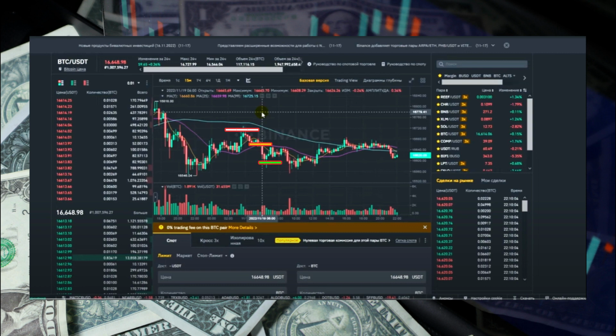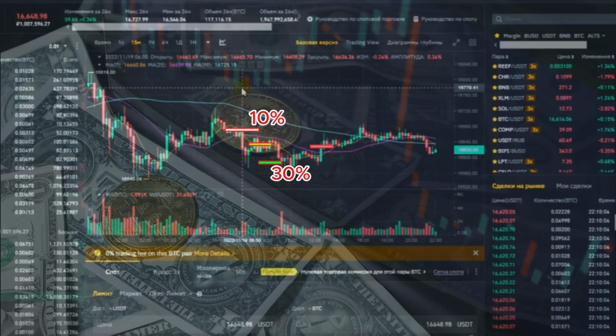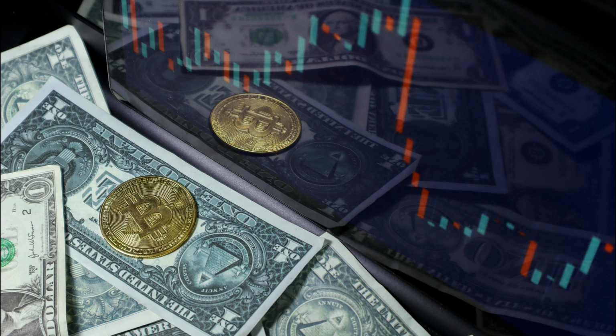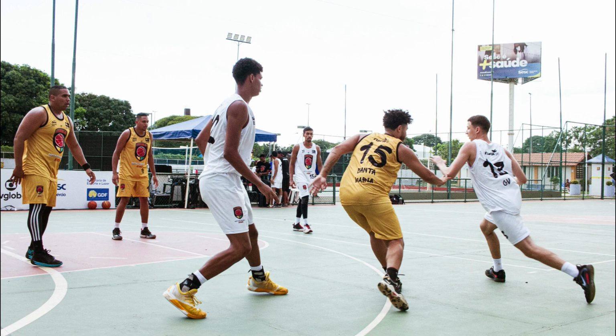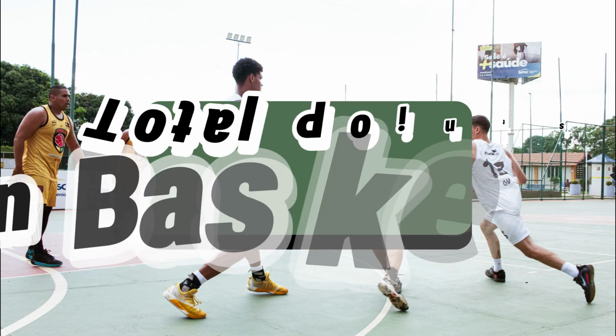When the price returns to its initial values, or at least comes back to the midpoint, our trade closes in profit. Since we had a 10% bet here and a 30% bet here, the profit from the latter covers the loss from the 10% bet. We can apply this strategy to basketball betting with the same success. We can apply this strategy just as effectively to betting on the total points in basketball.